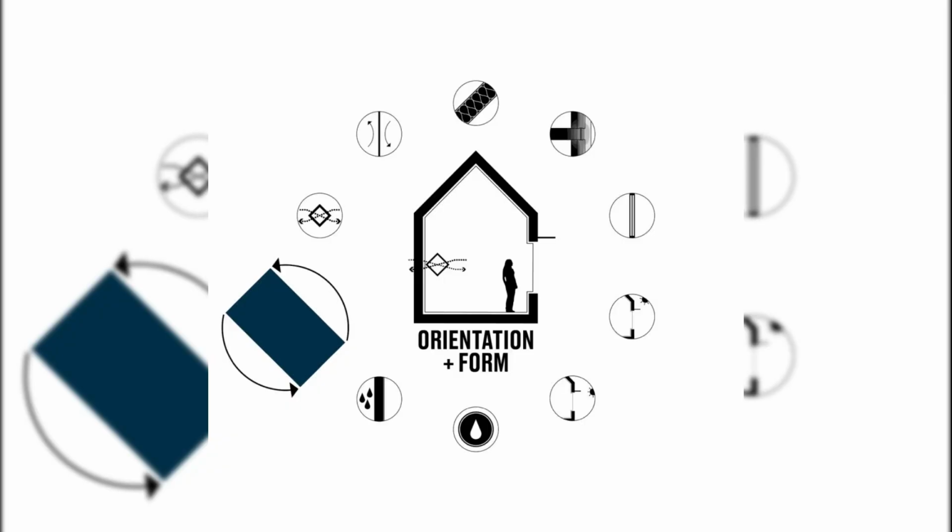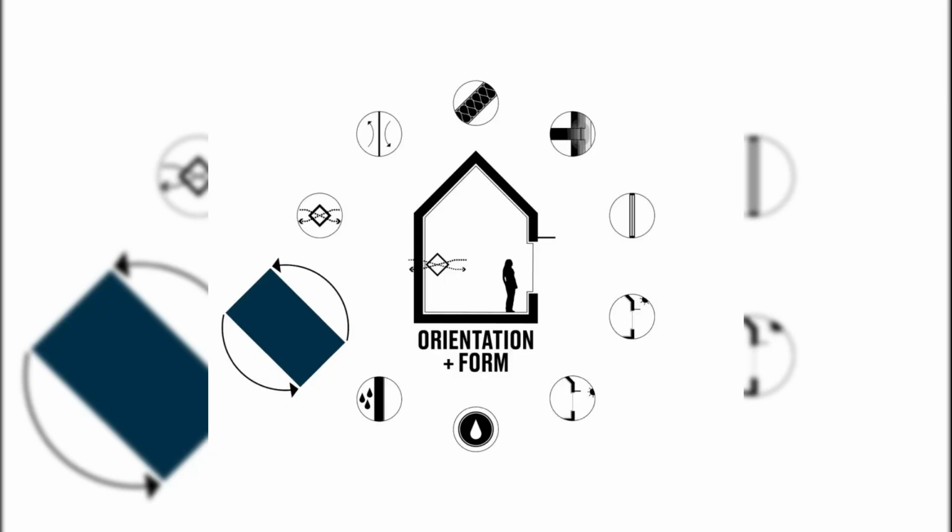7. Orientation and form. Orientation and form are first-level design decisions that strongly influence a building's ability to meet passive house performance targets. Orientation. Position the building's main axis to optimize solar gains for the specific climate and building type. In cold climates, maximize winter sun exposure. In hot climates, minimize direct summer sun while still allowing daylight.